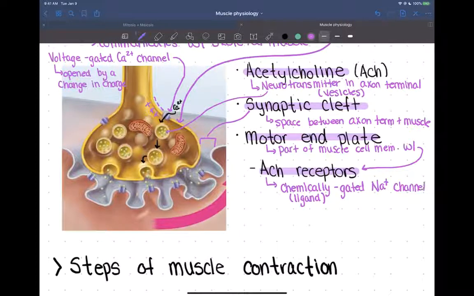Before, we had our voltage gated calcium channels. Voltage gated means that a change in charge causes the channel to open. Here we have a chemically gated channel, and this just means that when some chemical binds to it, in this case acetylcholine, that will cause the channel to open. This one opens when a specific chemical binds. They're usually specific for something, and this one is specific for acetylcholine.